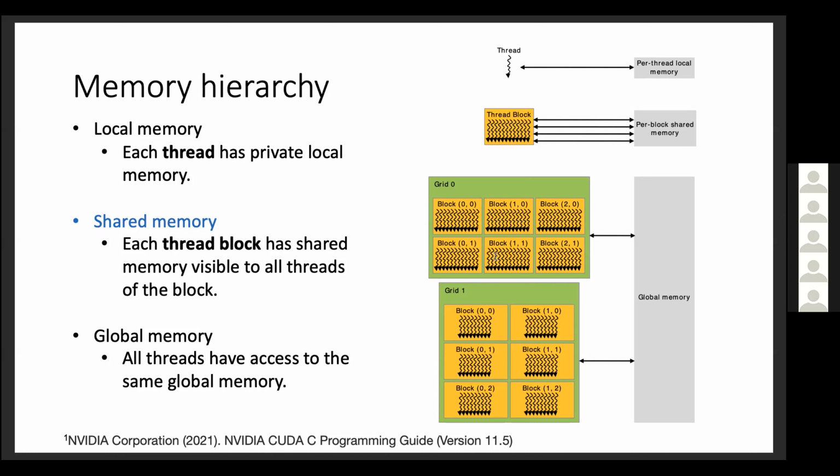And all of the threads across blocks, across grids, can access global memory. In terms of speed, global memory access is the slowest. So that's why we want to minimize it. The shared memory and the local memory are all on-chip memory, and we can access them very fast.